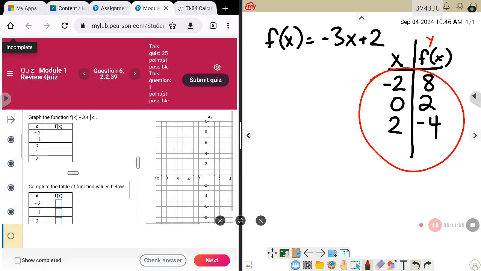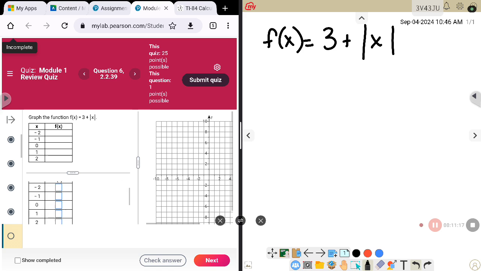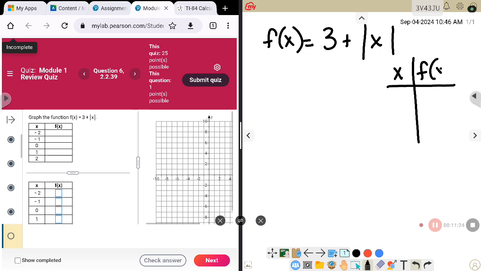Now, this next one, same kind of thing. This is going to be an absolute value graph. So we have f of x equals 3 plus the absolute value of x. And you'll notice that it also has this x and f of x table that it wants us to complete. And it gives us the x's that it wants us to use: -2, -1, 0, 1, and 2.